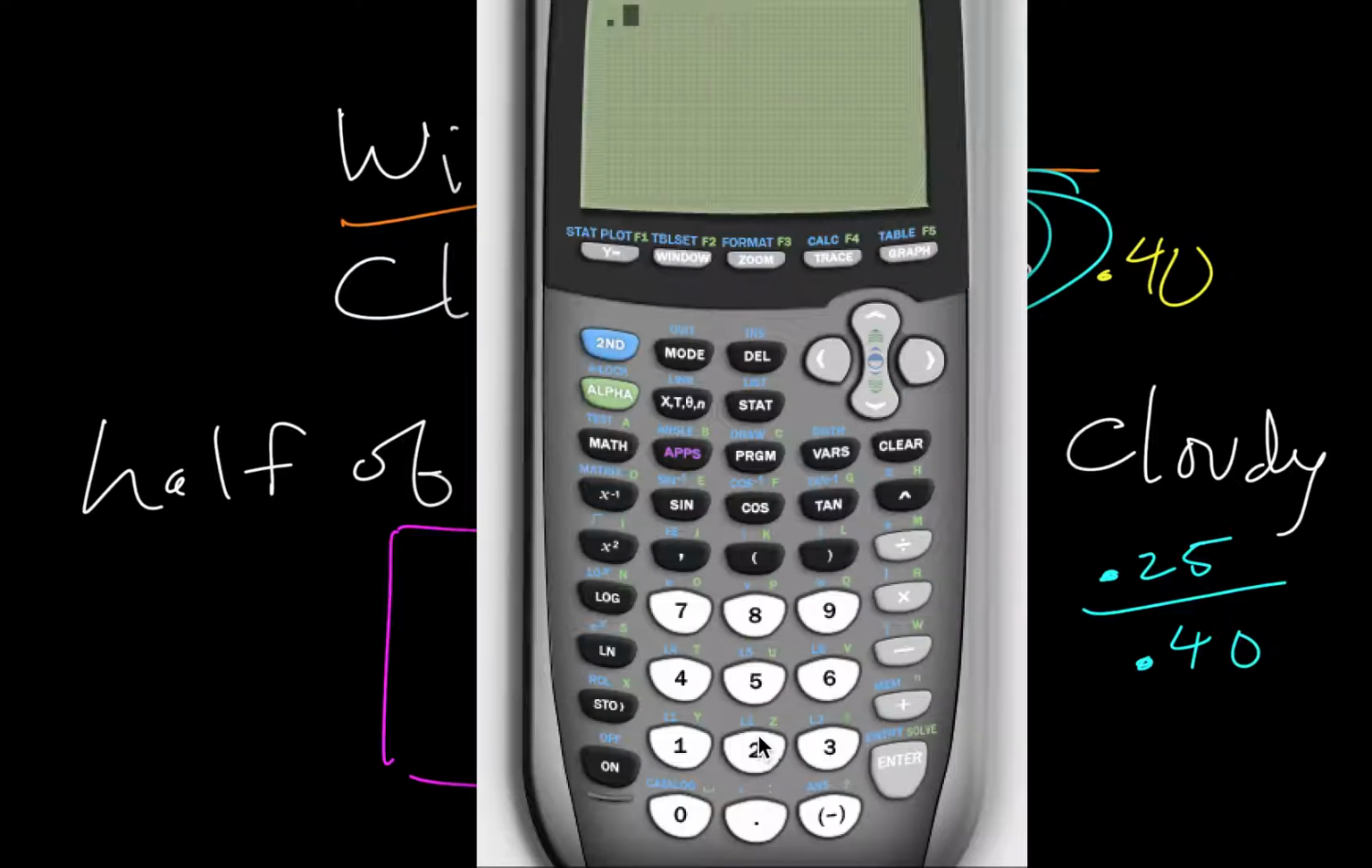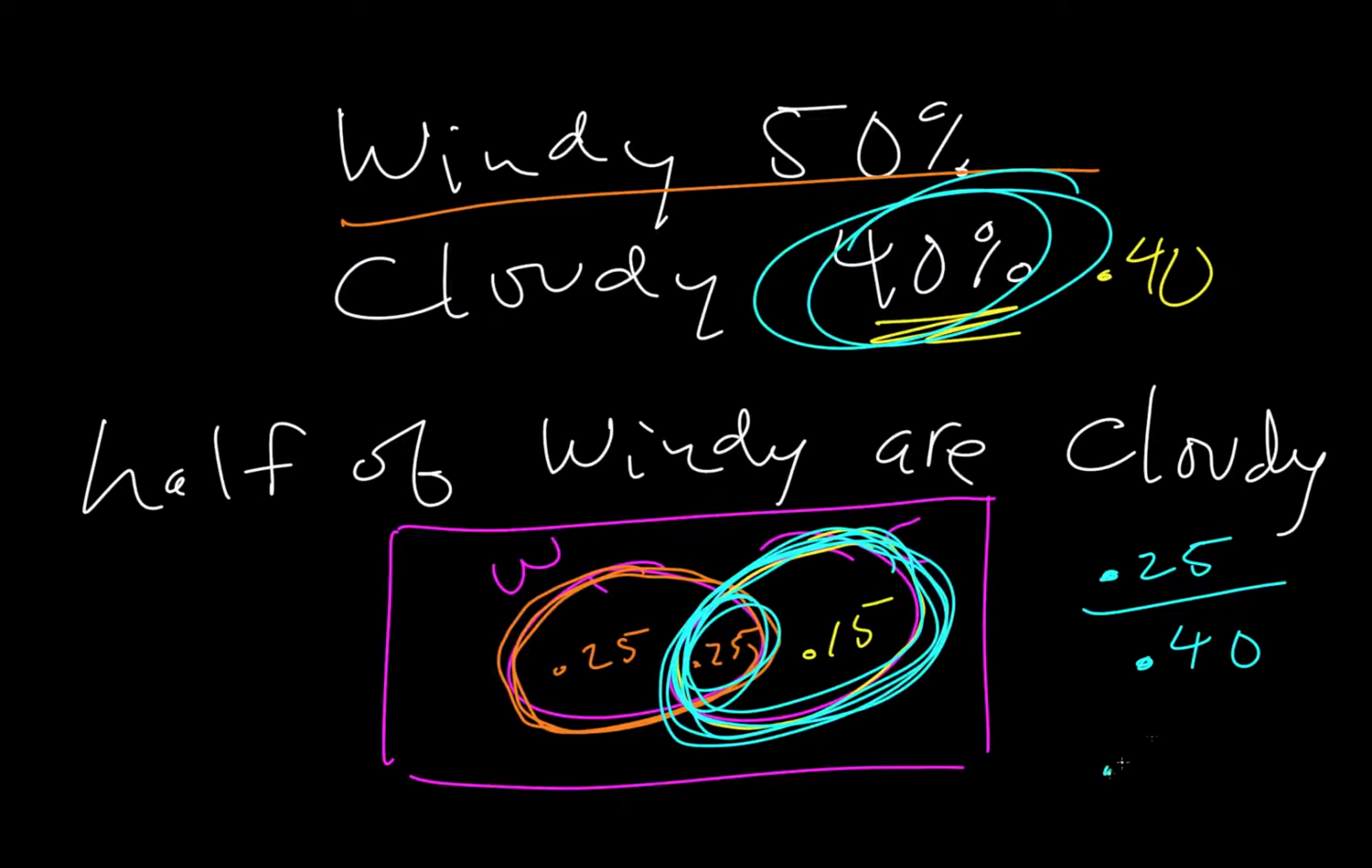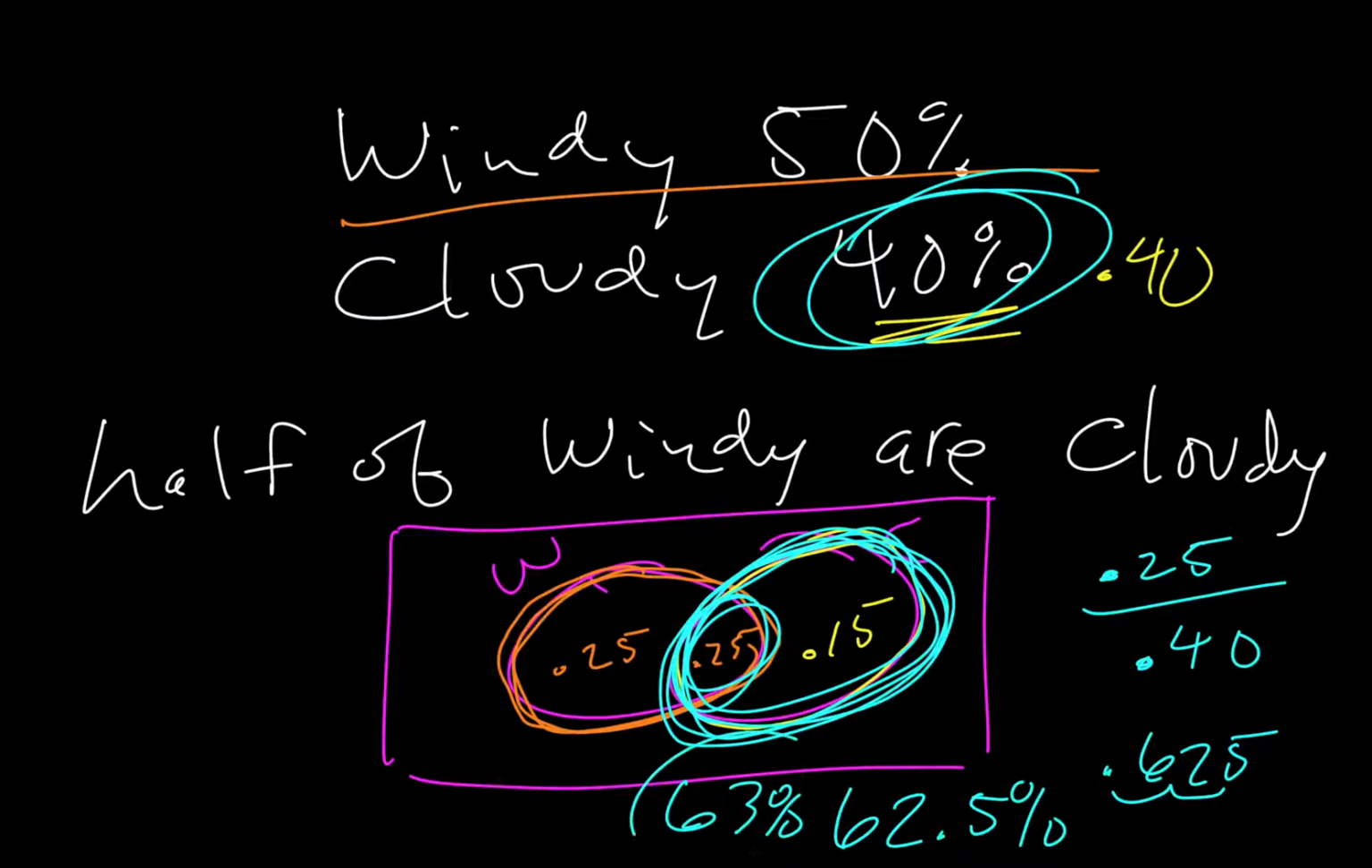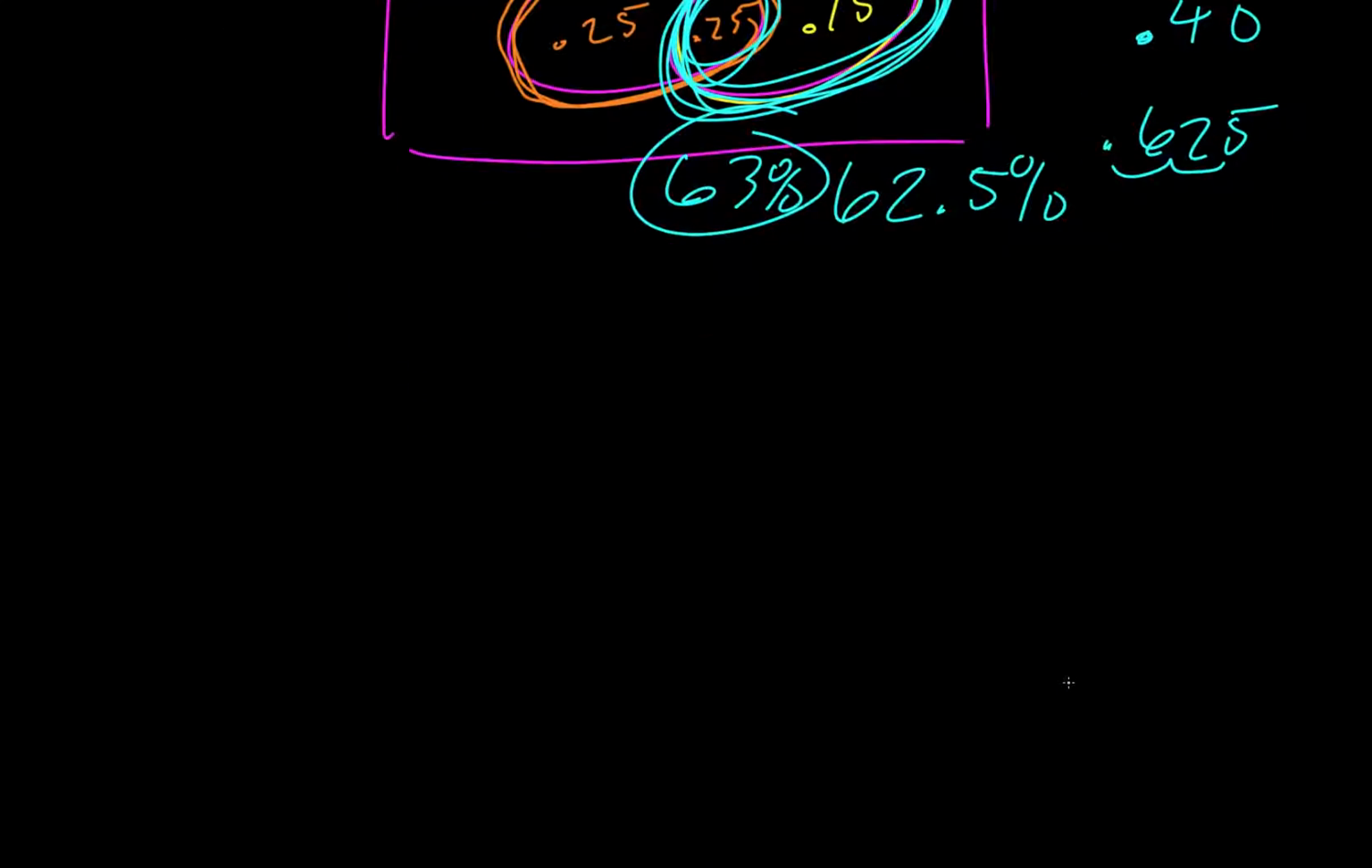And we do 0.25 divided by 0.4. We get 0.625. Or if we change that into a percent, you get that, or you could even round it to 63%. Okay. Now we're going to move on to the next one.